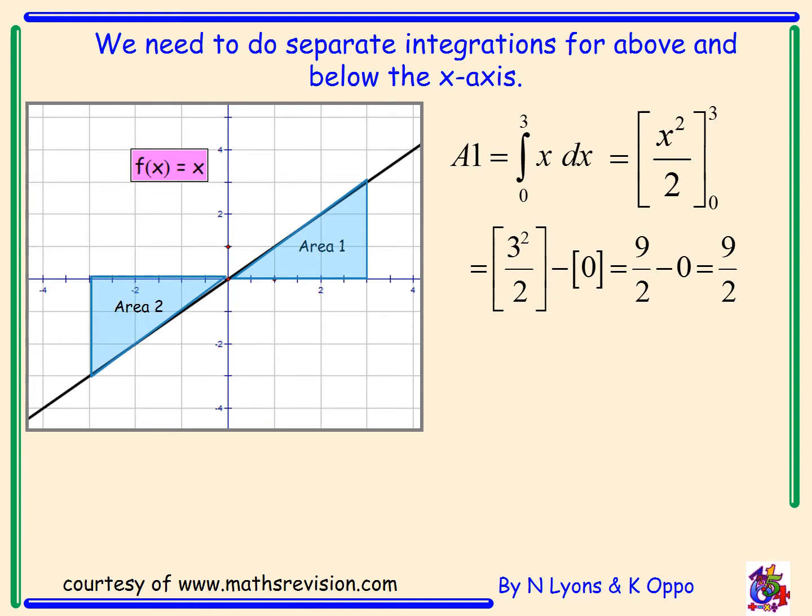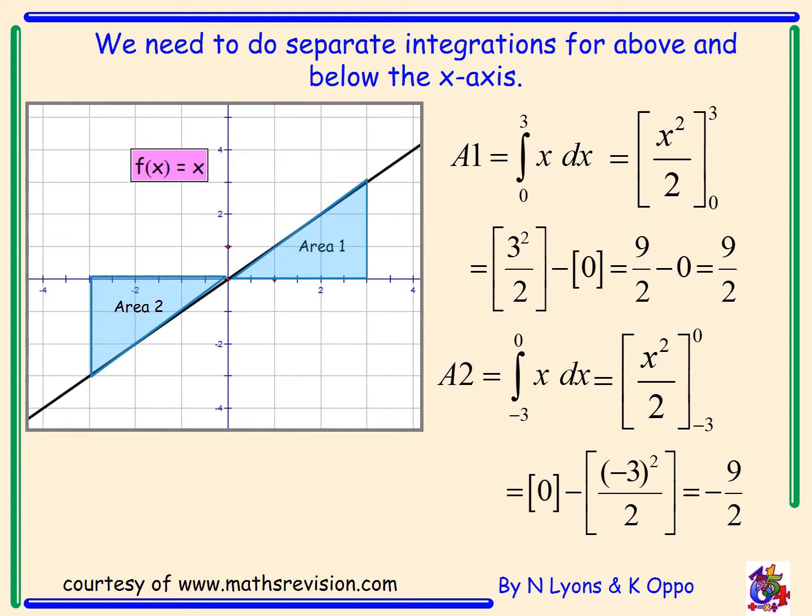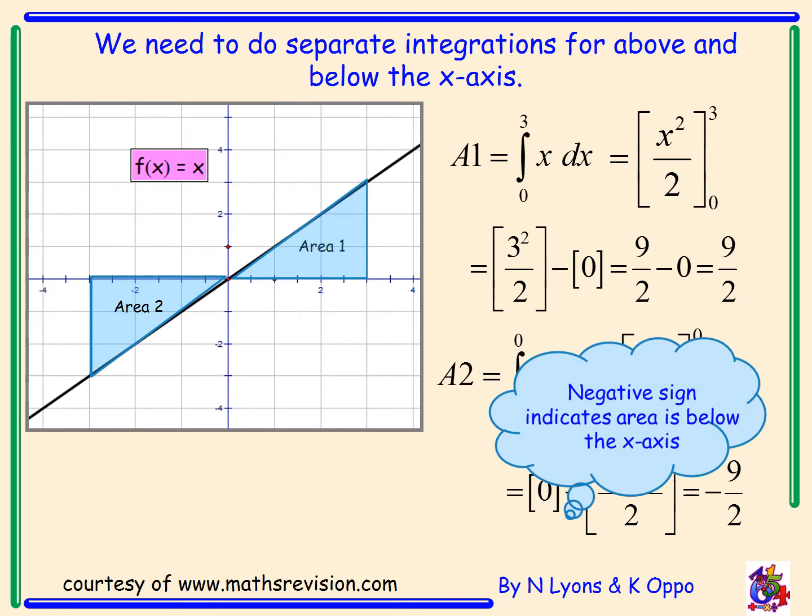What about area 2 then? So area 2 equals the integral from -3 to 0 of x dx. Again, it's just the same half x squared, from x is -3 to 0. We sub in the limits, and the answer is now negative. It's minus 9 over 2.